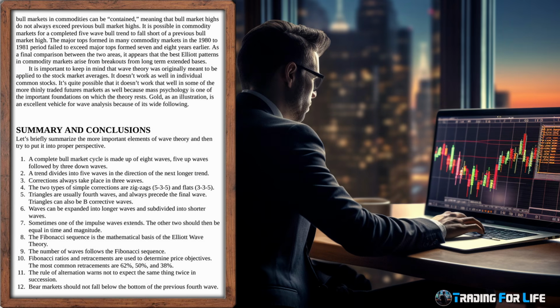It is possible in commodity markets for a completed 5-wave bull trend to fall short of a previous bull market high. The major tops formed in many commodity markets in the 1980 to 1981 period failed to exceed major tops formed 7 and 8 years earlier. As a final comparison between the two areas, it appears that the best Elliott patterns in commodity markets arise from breakouts from long-term extended bases.